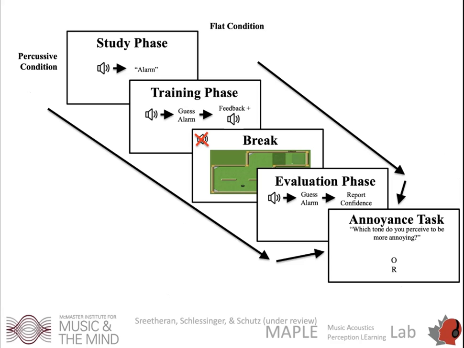In this paradigm, we give participants an opportunity to do some studying where they hear the alarms and are asked to pair that with a certain message. They train on this over several blocks until they reach a certain criterion. Then we give them a break where they played mini golf on a computer just to give them some kind of distraction. Then we had an evaluation phase where we played the alarm and asked them to guess the message the alarm was referring to. And then at the end, we had them make a rating of annoyance.